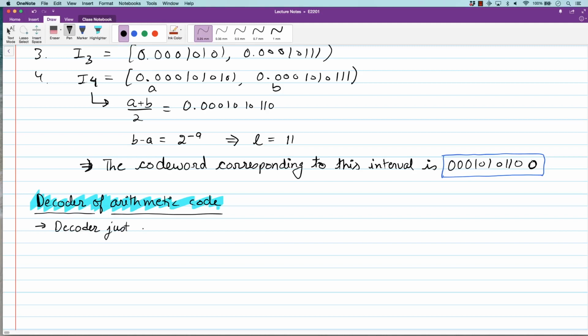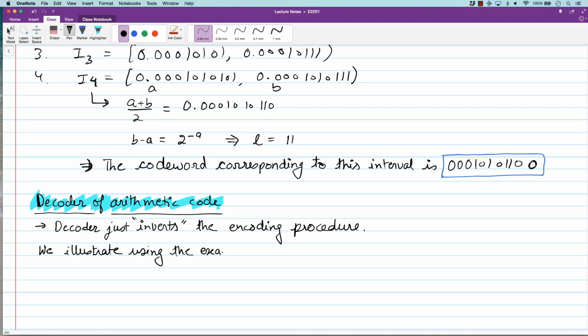Decoder: just invert the encoding procedure. Note that the decoder already has access to that model, but it doesn't know the symbol, so it cannot right away access the model. So we will go with this example itself. We illustrate using the example above.